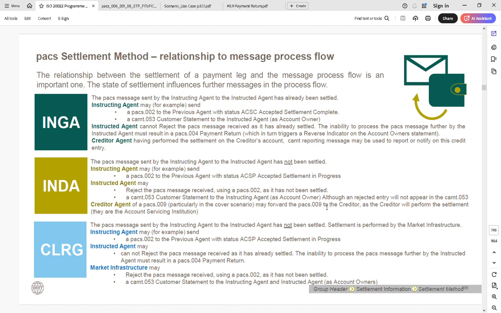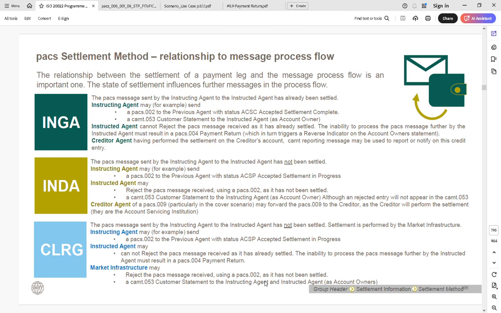Then we have the next method, clearing, which we have discussed is not used in CBPR plus. The clearing code is used only for interaction with the market infrastructure, and it indicates that the payment will be done by the clearing system. So here you go, INGA, INDA, cover, and clearing are the four settlement method codes that you can use for high value payments.